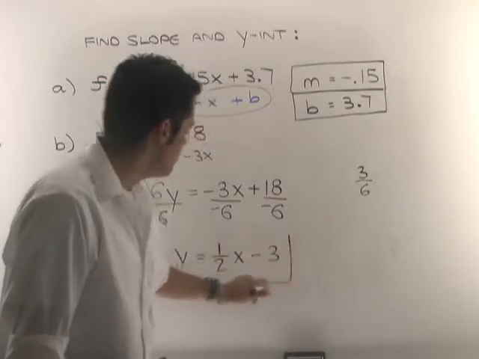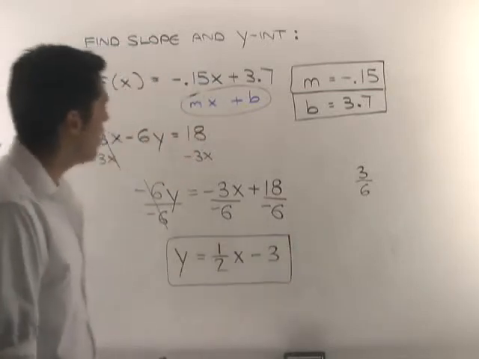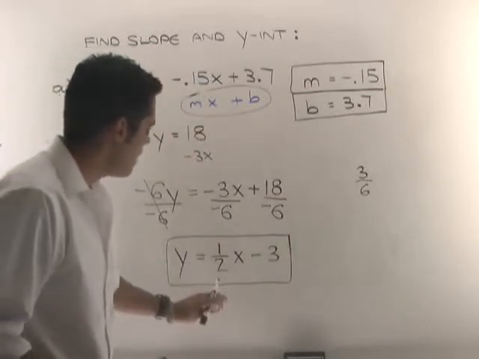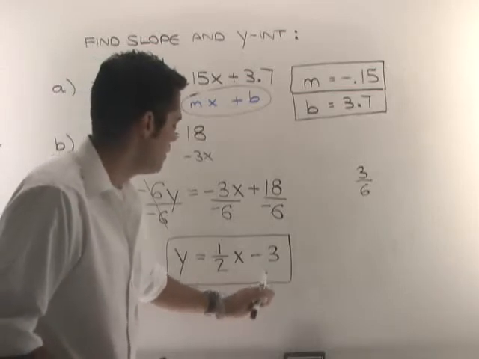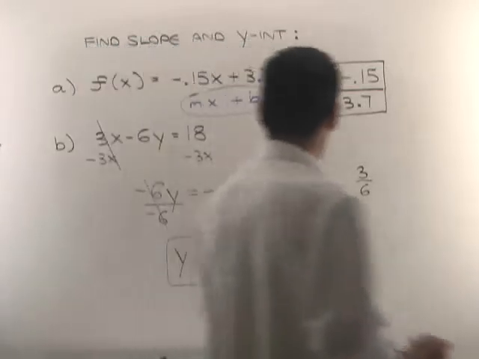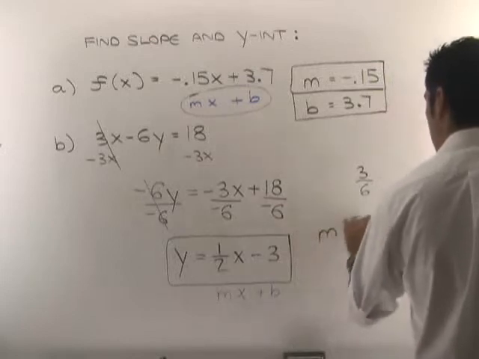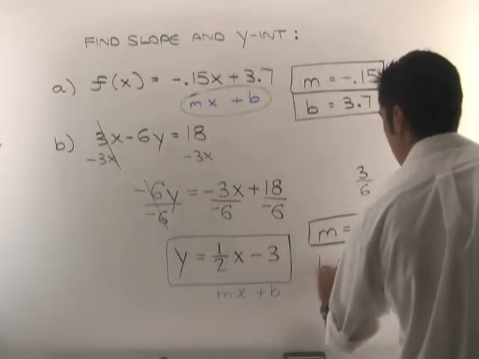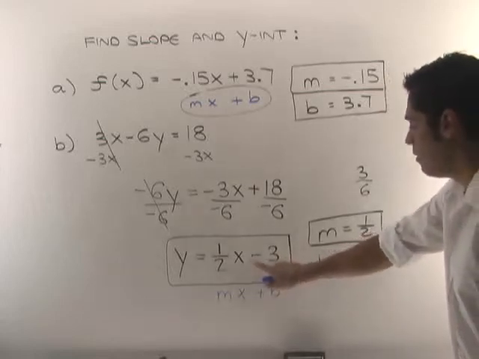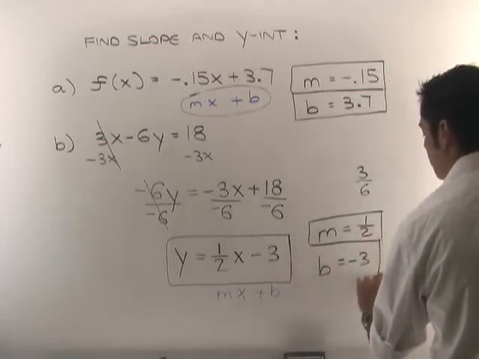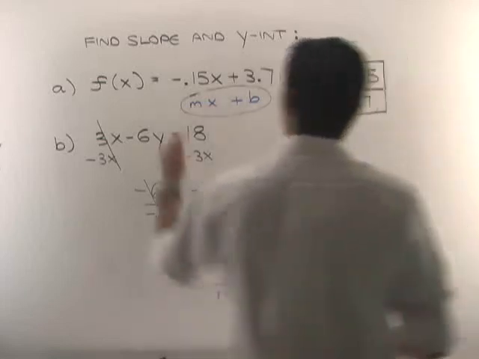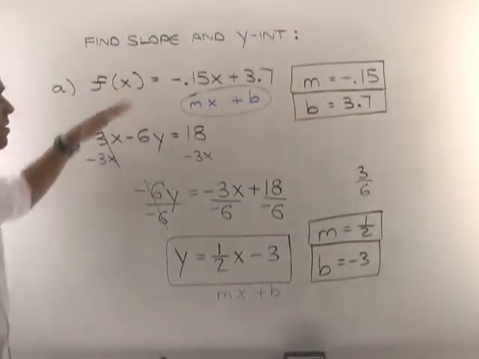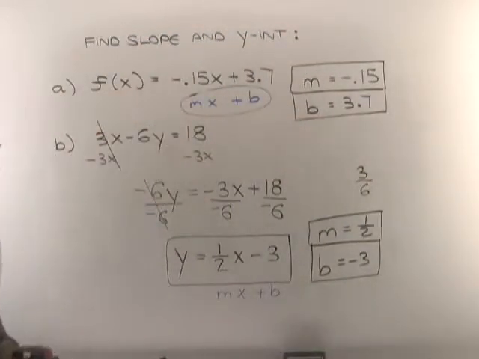So now what we do is we look at this and we say, okay, now it looks like mx plus b. So our slope in this problem is 1/2, and our y-intercept is the number sitting at the end, and the number sitting at the end is negative 3. So we've been given equations of lines, and we've been able to identify the slope and the y-intercept.